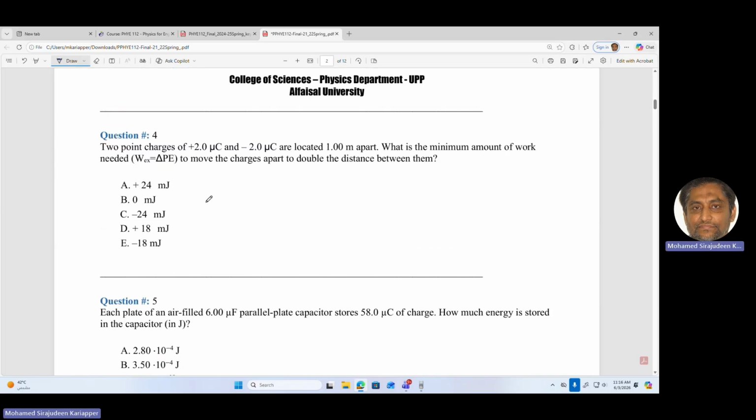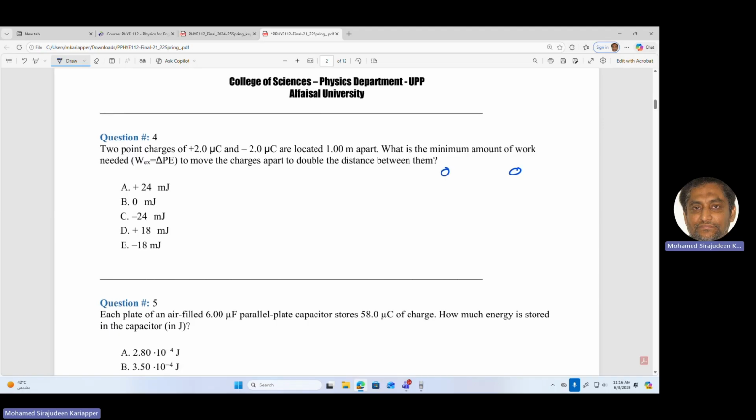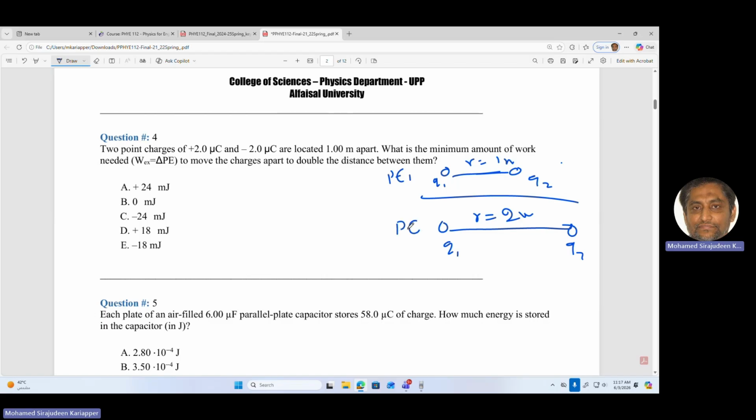Question number 4. Two point charges of 2 microcoulomb and -2 microcoulomb are located 1 meter apart. What is the minimum amount of work needed to move the charges apart to double the distance between them? So these two charges Q1 and Q2, initially R is equal to 1 meter, then we change the distance to 2 meters, double it. So the same two charges Q1, Q2. This is initially, this is finally. So this is potential energy 1, this is potential energy 2.